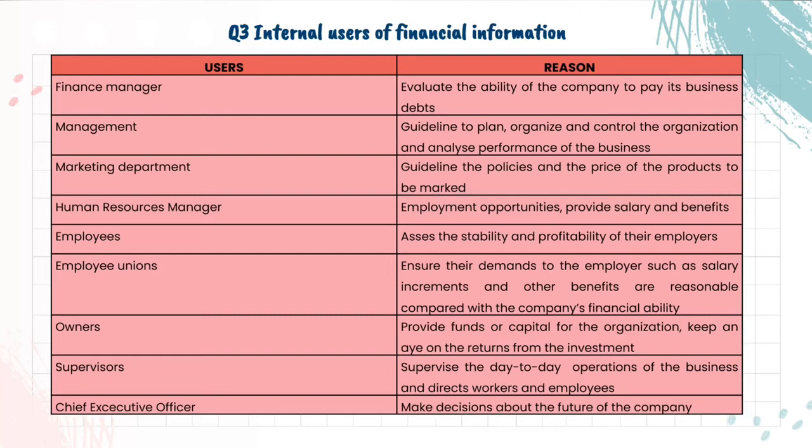Next, the employees use financial information to assess the stability and profitability of their employers. Next one, we have employee earnings. They use financial information to ensure their demands to the employer, such as salary increments and other benefits, are reasonable compared with the company's financial ability. Next one is obviously the owners of the business, who provide funds or capital for the organization and keep an eye on the returns from the investment. Next, the supervisors use financial information to supervise the day-to-day operations of the business and direct workers and employees. Last one, the internal user of financial information is the Chief Executive Officer, who uses financial information to make decisions about the future of the company.